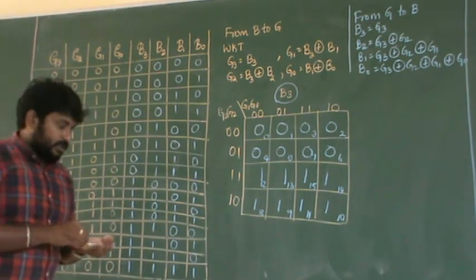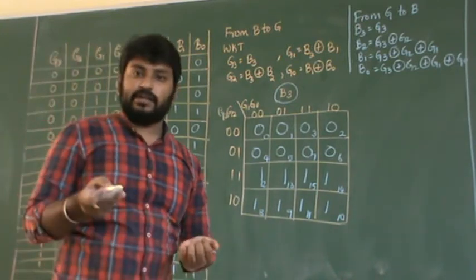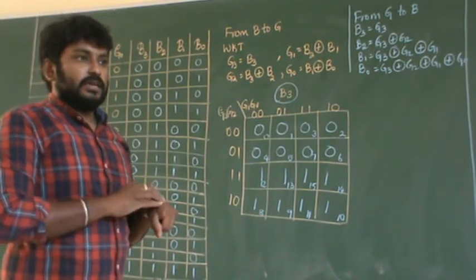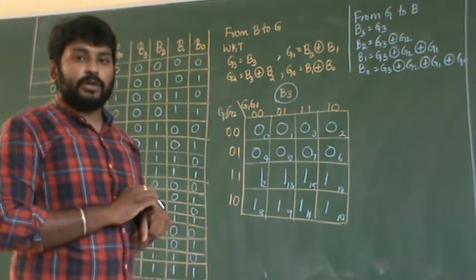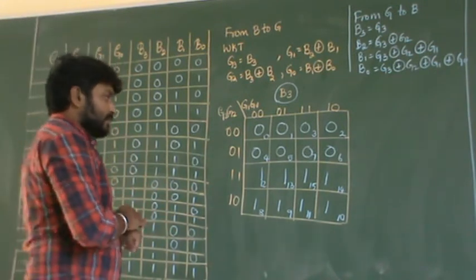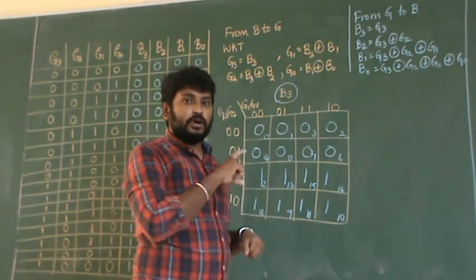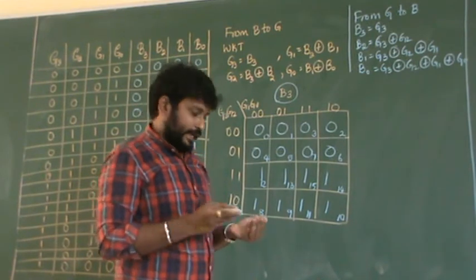So now you just tell me how many groups are possible. As I have already explained in the theory classes, you have to check for the highest priority, that is, whether it is having an octet, or whether you are able to go for a quad, a pair, or an isolated one. So if there are 8 ones continuously, either in a horizontal manner or in a vertical manner, blindly you can go for an octet, right?